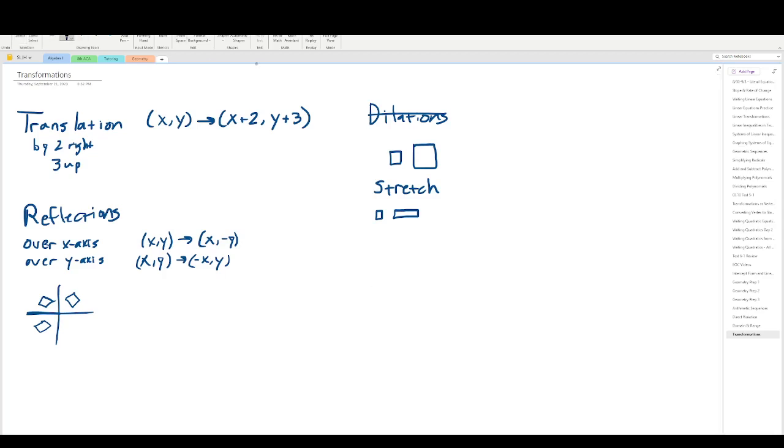So going back to what we learned before, dilations turned our (x, y) coordinates into (kx, ky), where k is our scale factor. With stretches, if we're doing a horizontal stretch, it would turn (x, y) into (kx, y), or a vertical stretch would turn it into (x, ky).